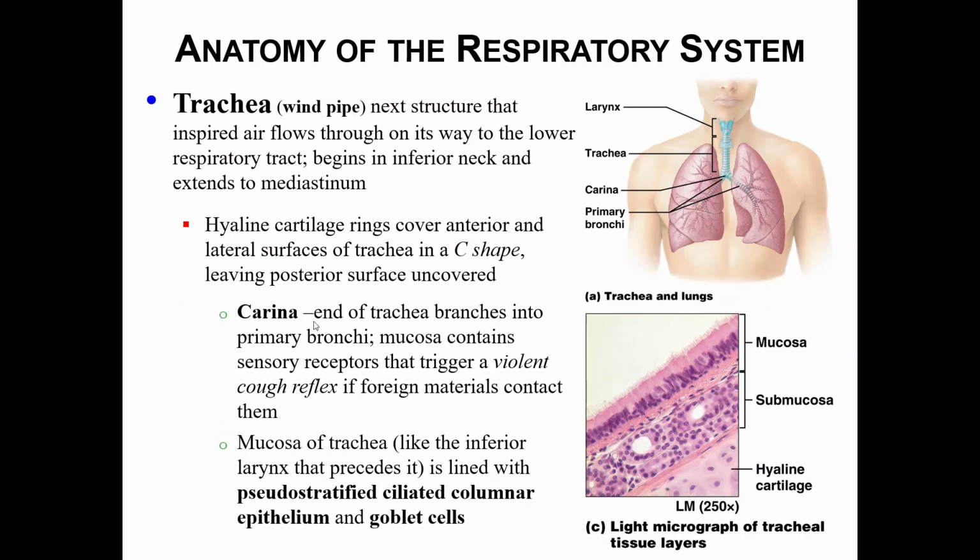At the end of the trachea, we come to the carina, which is a branch point. From this point on, we'll branch into the primary bronchi, both left and right. We do have mucosa within the carina that have sensory receptors that will trigger a violent cough reflex if foreign materials come into contact with those receptors.